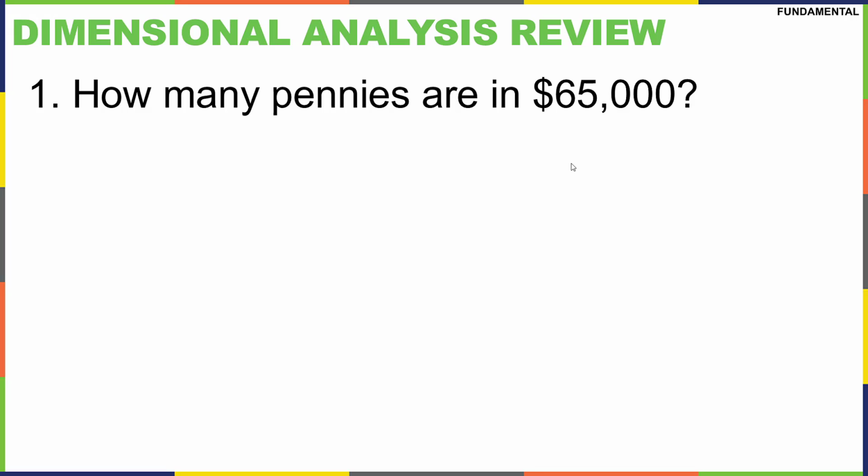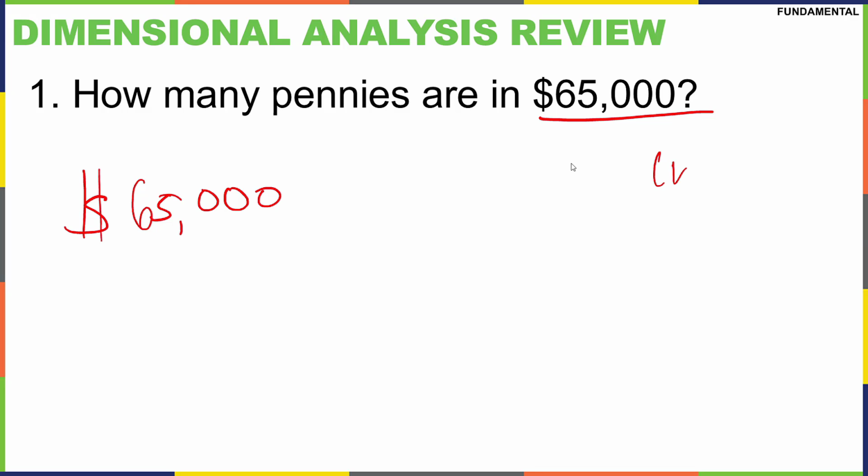And again, guys, we're just converting. How many pennies are in $65,000? Wouldn't that be nice to have right now? Again, guys, the only thing that you can start with is what you're given. And the only thing that you're given in the problem is $65,000. So let's just rewrite that, okay? We've got $65,000. And so our current unit is dollars. And our desired unit is just simply a cent.